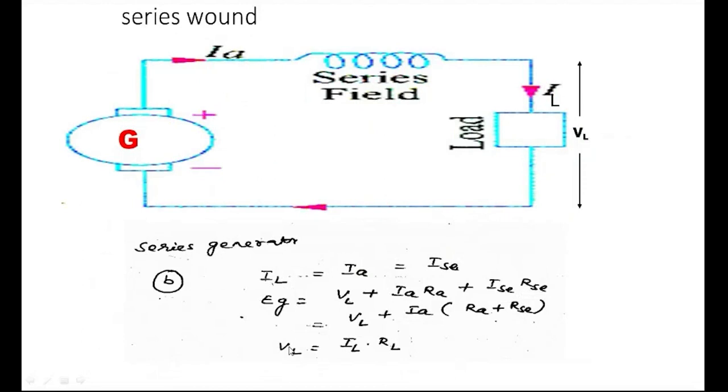Next, the series wound DC generator. Here the series field winding is connected in series with the armature winding, and the load is connected in series with the armature winding and series field winding. Here the line current IL is equal to the armature current, which is equal to the series field current. The generated EMF equals V plus IA RA plus ISC RSC.